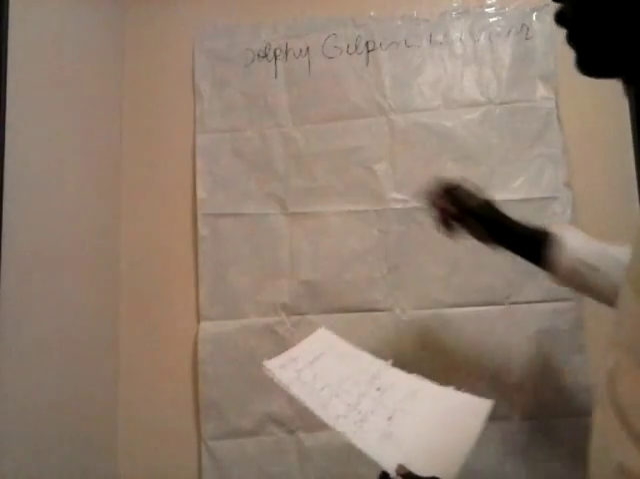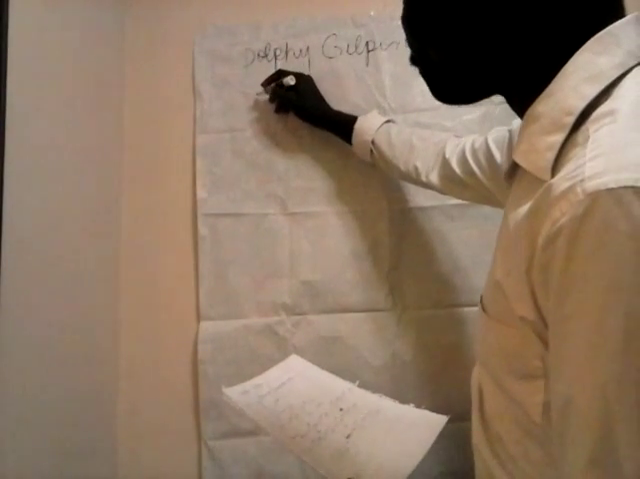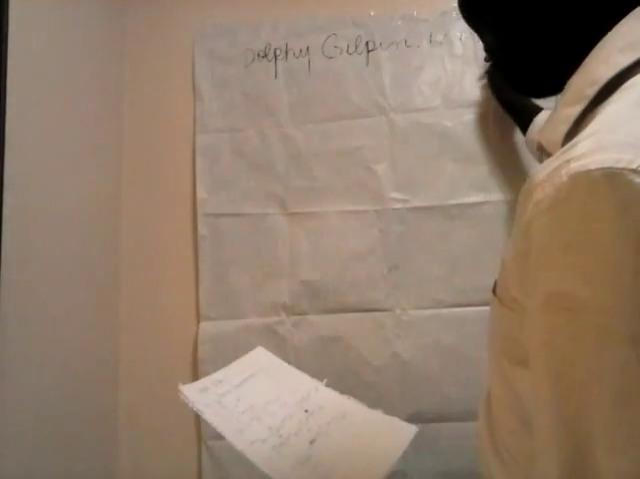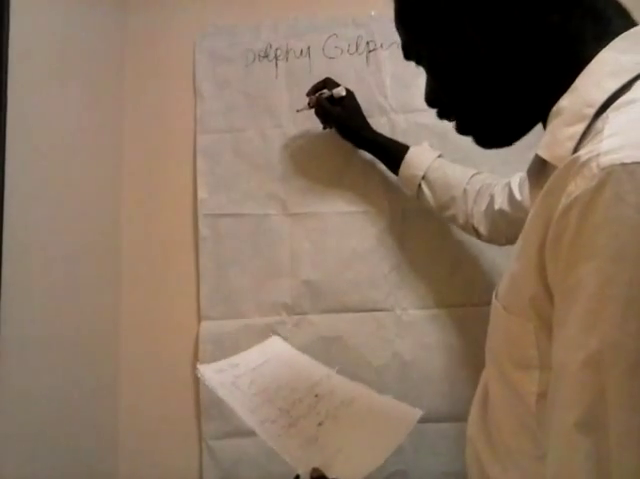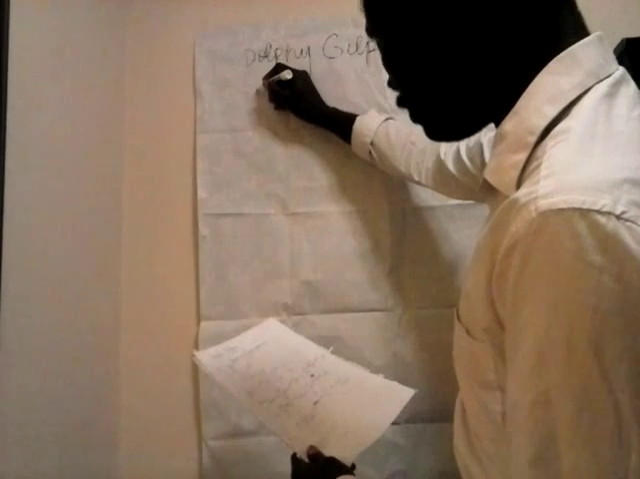Okay, the Fourier transform. Let's look at this problem now. It's the same Dolphy Gilpin, your instructor, as in New York. You're in California.